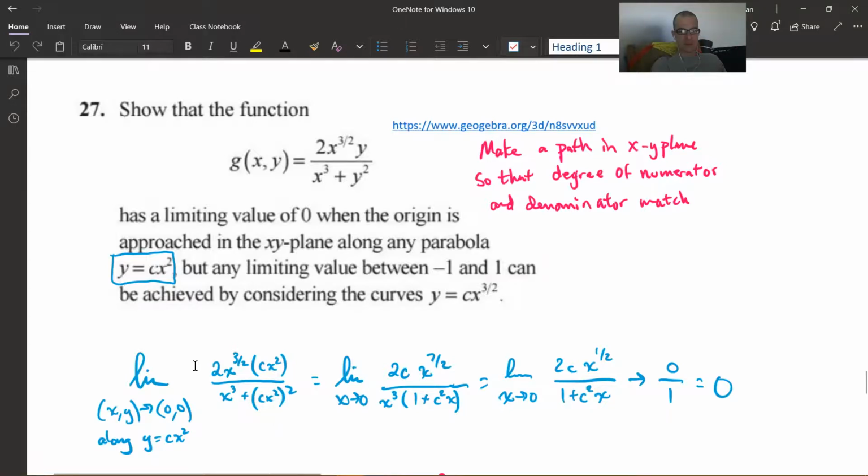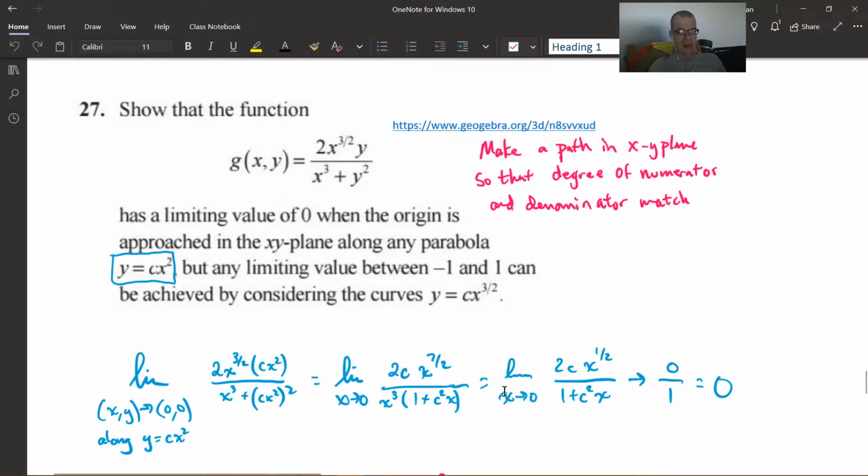We combine what we have up on top to get 2c times x to the 7 halves, and then do a little bit of factoring on the bottom so that we pull the common factor of x cubed out and have x cubed times the quantity 1 plus c squared times x on the bottom. Now we realize that we could cancel out a factor of x cubed on top and bottom so that we're just left with x to the 1/2 on top along with 2c, and we get 1 plus c squared times x on bottom.